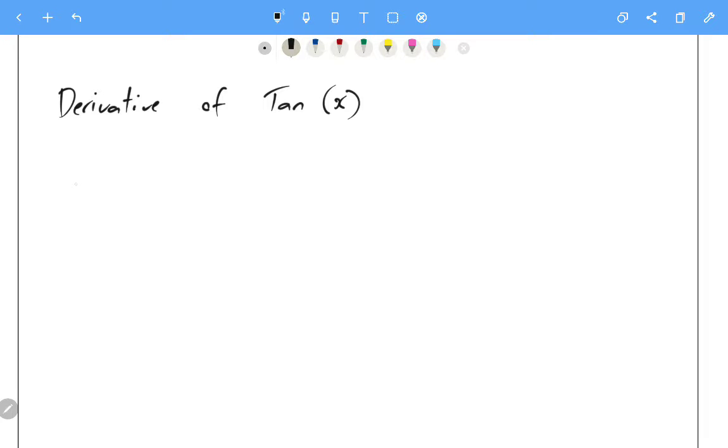So if I think about a function, y is equal to tan of x, well, I could instead think of it as sine of x over cosine of x. Now, I know how to derive this. It's a bit of a pain, but I can do it. How? Using the quotient rule.